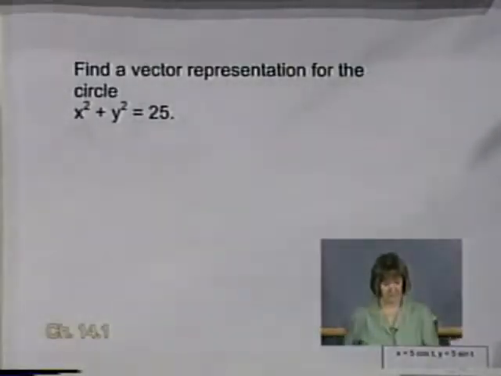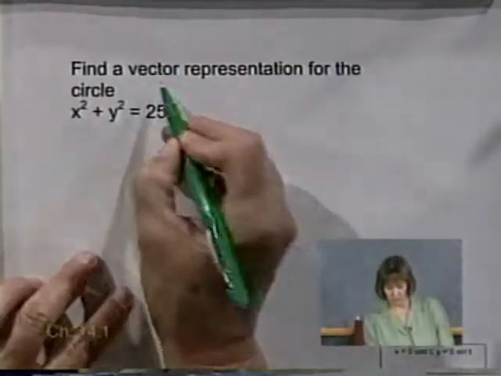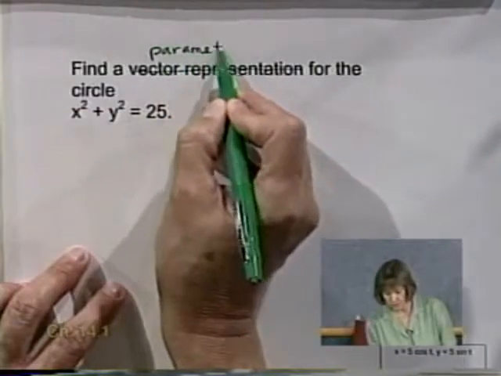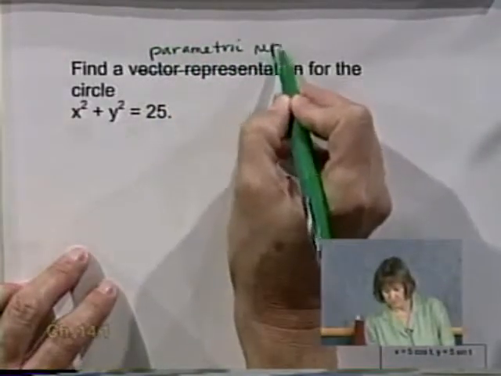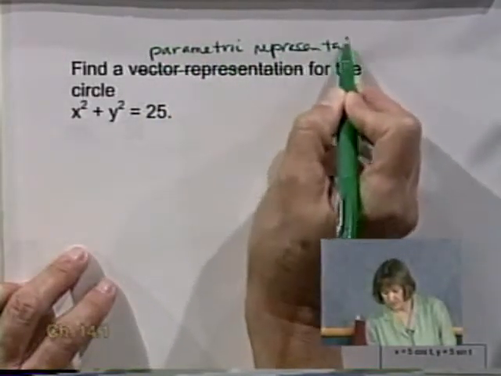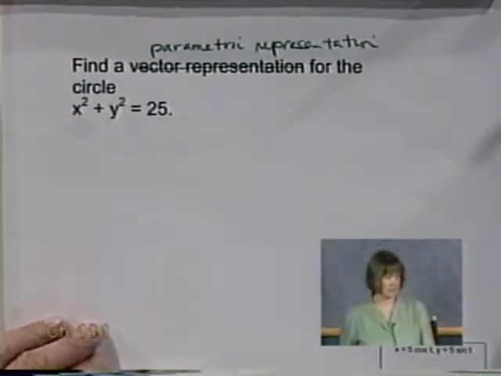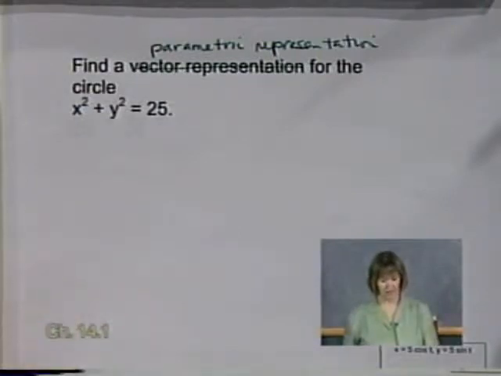Okay. Find a vector representation for the circle x squared plus y squared equals 25. But before I do a vector representation, I want to do a parametric representation. Now this is something back from your Calc 2 days. It hasn't gone away. Any suggestions?